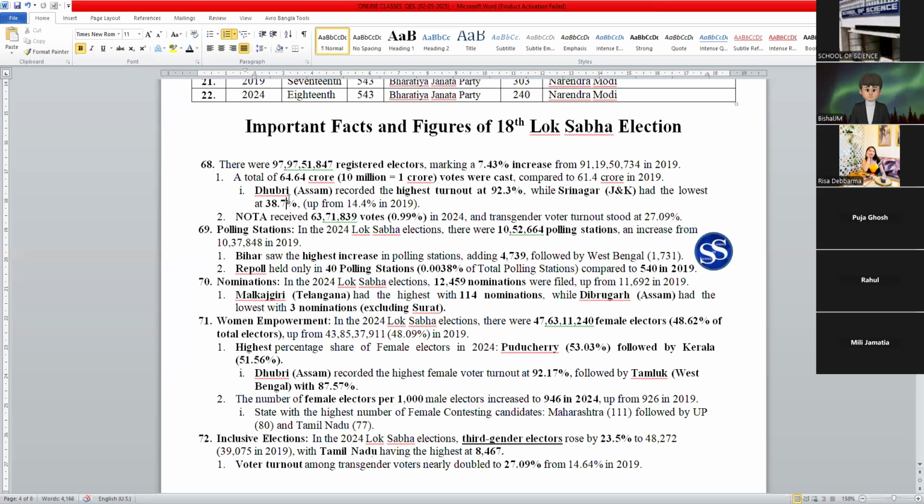Now this is very important. Dhubri in Assam recorded the highest turnout at 92.3%, while Srinagar, J&K had the lowest at 38.7%, but this is up from 14.4% in 2019. Point number 2, NOTA received 63,71,839 votes, 0.99% in 2024, and transgender voter turnout stood at 27.09%.